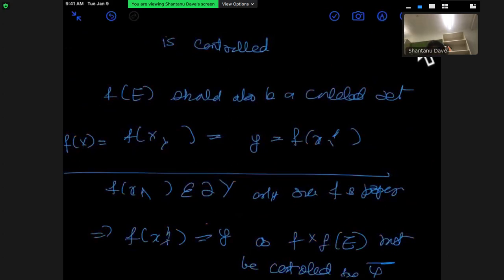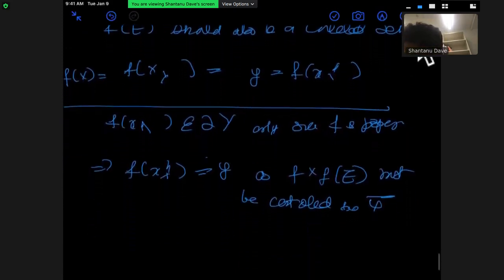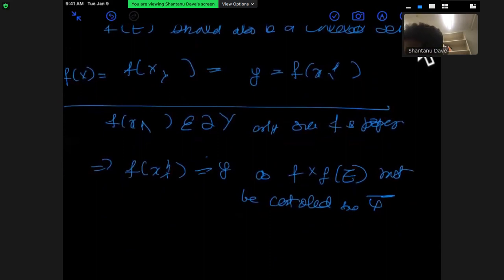Right. So this is by hypothesis that f is a large scale map. The first thing is by hypothesis that f is proper, and the second thing is the hypothesis of mapping controlled sets to controlled sets. And just because of that, this function is now well defined.